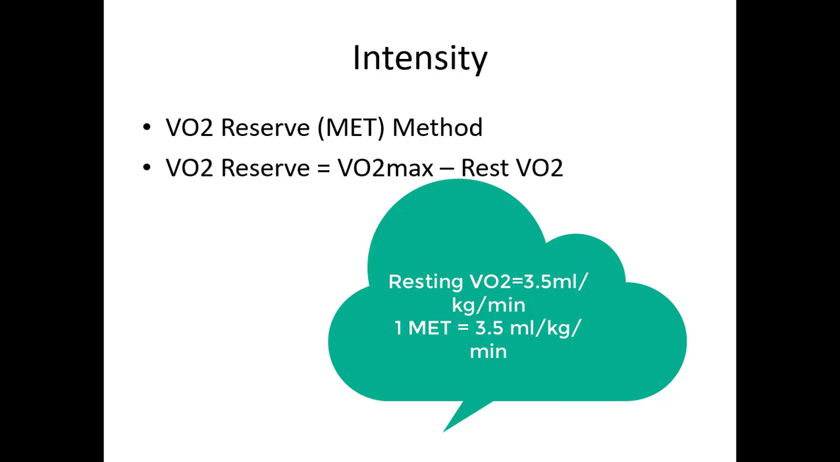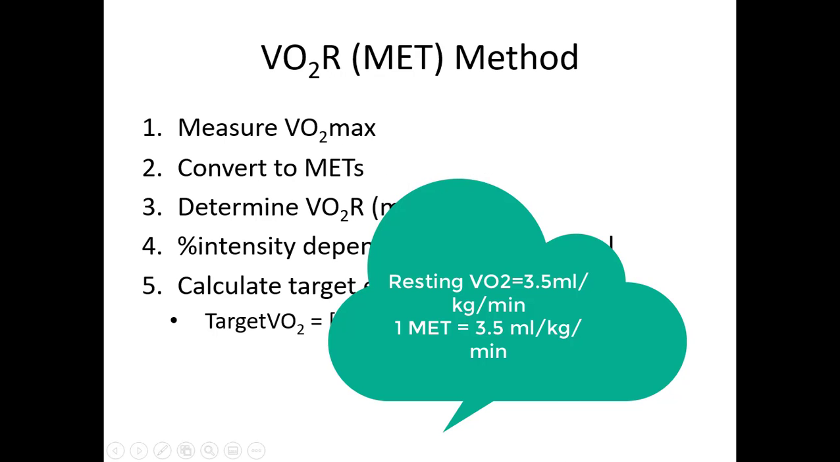So you can just use the oxygen consumption value, but you can also use the MET value. Did you remember? One MET equals 3.5 milliliters per kilogram per minute, right? So we'll convert oxygen consumption to the MET value and calculate VO2 reserve. I'll show an example, which will make it much easier.